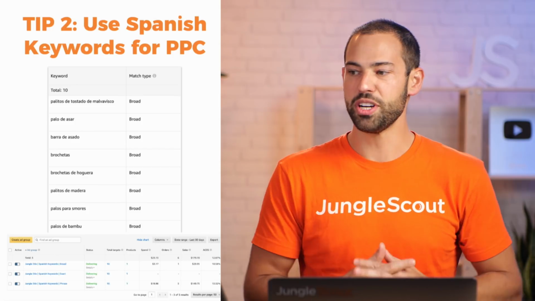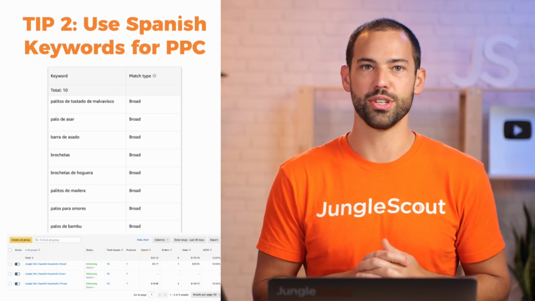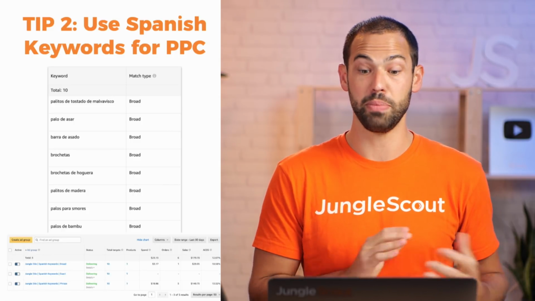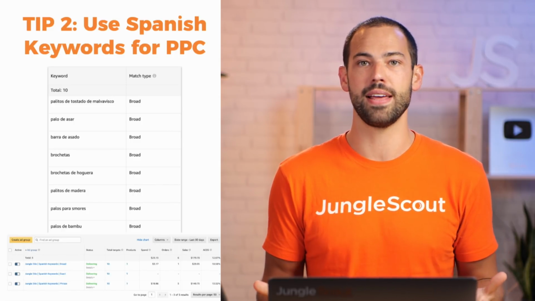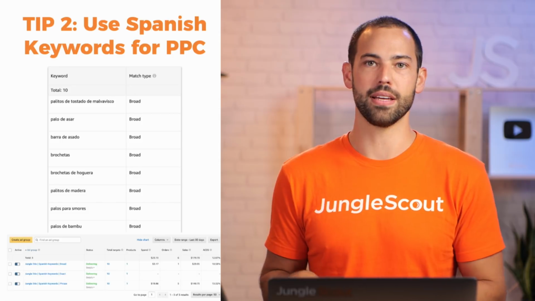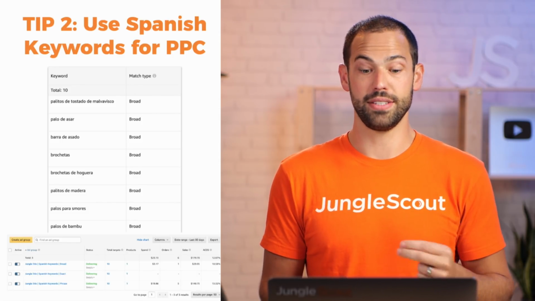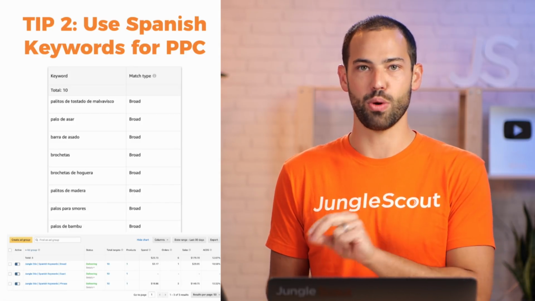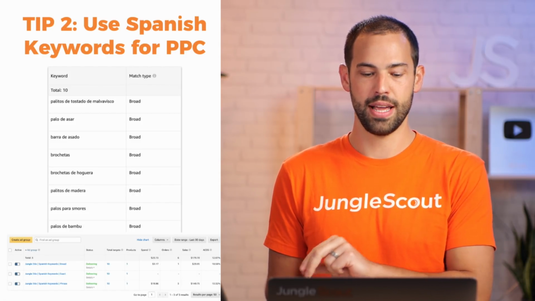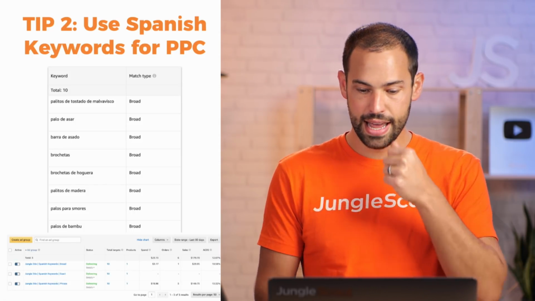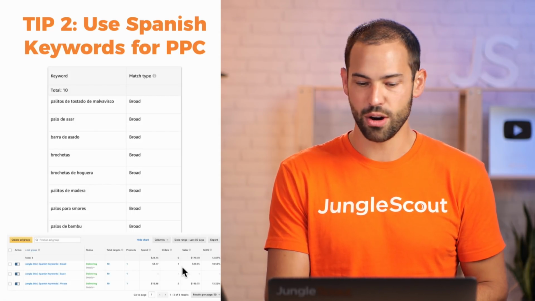A second tip I want to share with you guys, something that we've had cool results on recently, is using Spanish keywords inside of our PPC campaign. We took the top 10 best performing keywords, used Google Translate to translate them into Spanish, added them into our backend search terms, and then created a PPC campaign around it.